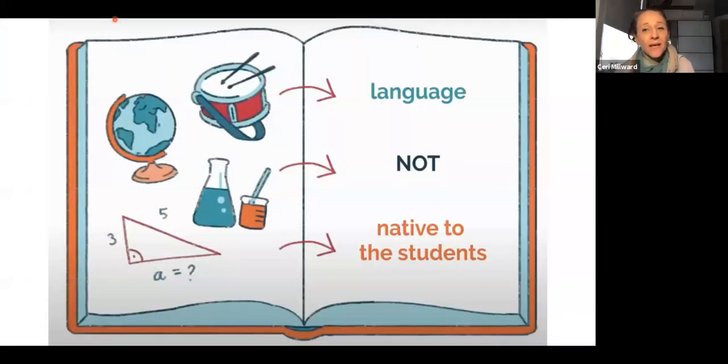So what does it mean? It means any subject that is taught in a language that is not native to the students. So for example, if you teach music, geography, chemistry, or mathematics through a language that is not native to the students, and in this case, we'll probably talk about English because most of you are English teachers. So if you teach subjects through English, then this is CLIL.